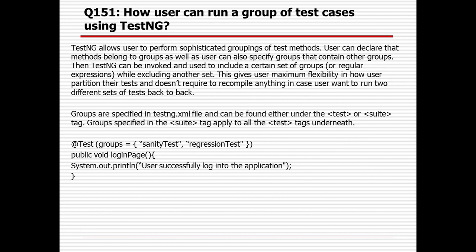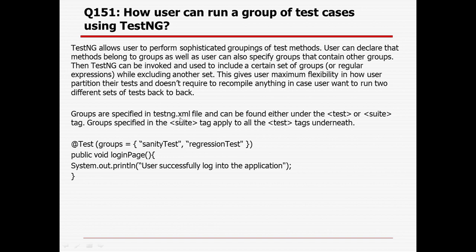How can a user run a group of test cases using testng? testng allows the user to perform sophisticated grouping of test methods. The user can declare that a method belongs to a group, as well as specify a group that contains other groups. Then testng can be invoked to include a certain set of groups or regular expressions while excluding another set. This gives the user maximum flexibility in how they partition their tests and does not require compiling anything in case the user wants to run two different sets of tests back to back.